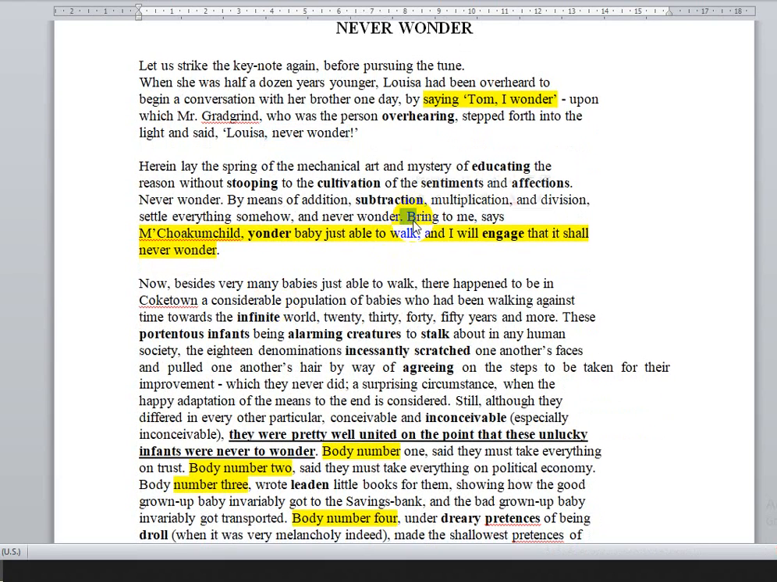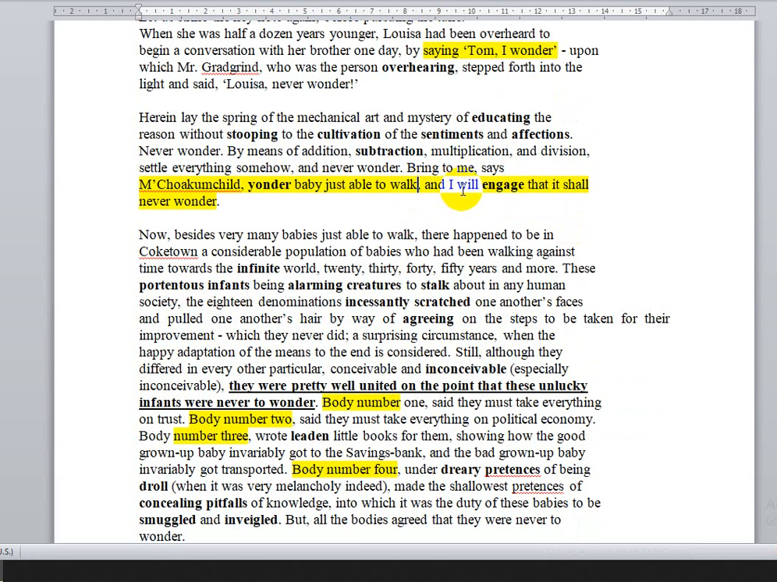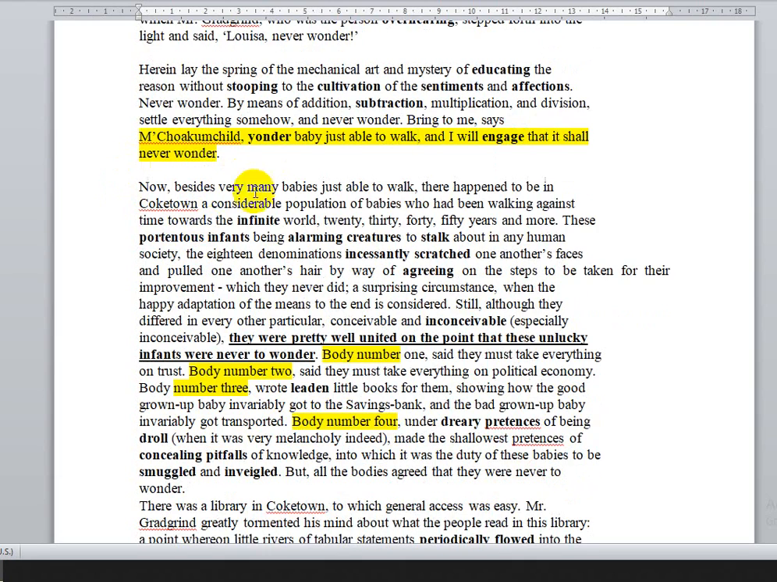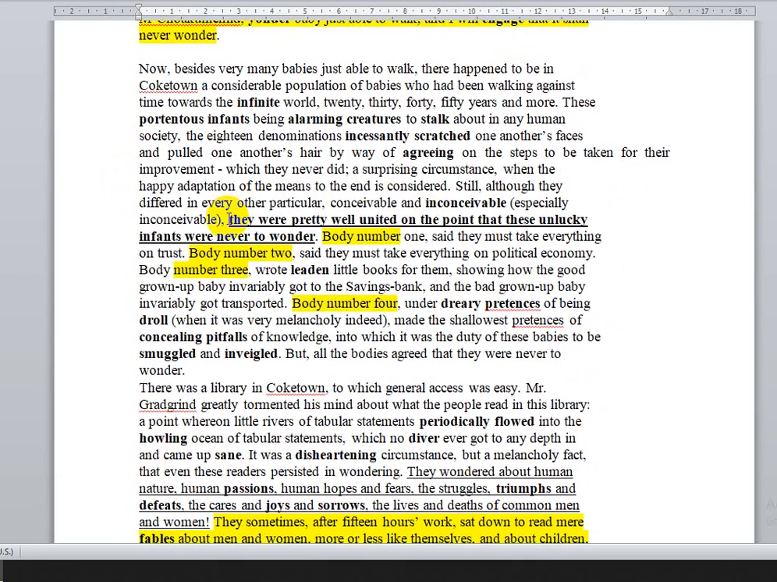We move to the next paragraph where we see, bring to me. Mr. M'Choakumchild, one of the masters of the school, says, yonder baby, bring me any baby just able to walk, and I'll engage that it shall never wander. That means I will make sure that he will never wander. He will be a student of facts. This is the principle upon which schools are working. So this is the slogan of a school of facts.